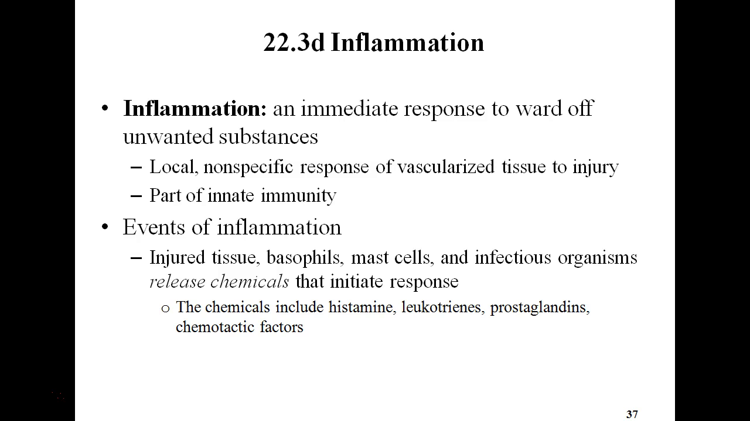Let's go ahead and look at some of the events of inflammation. So keep in mind that this tissue in the human body has received some sort of injury. So let's go ahead and look at what happens. Our first step is going to involve the release of various chemicals. We're talking about releasing chemicals like histamine, prostaglandins, and chemotactic factors from mast cells.